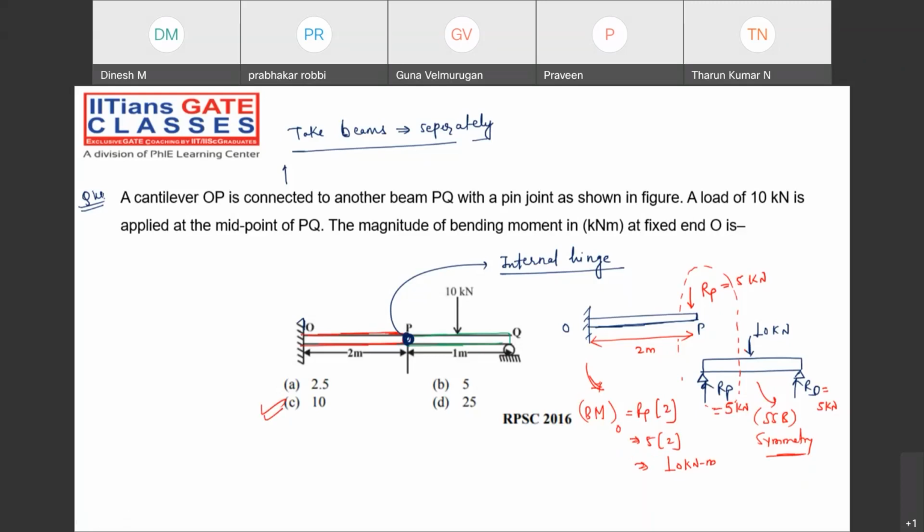Now, some of you might be thinking, sir, why are we treating them separately? Why can't we solve with the combined beam together? Then you would have statically indeterminate conditions. How? 3 unknowns: RQ, RO, external moment. But we have only two equations. What are the 2 equations we have? Summation of moment about any point must be 0, and summation of forces in the y direction must be 0. 2 conditions, 3 unknowns. Static indeterminacy will be there. To get that extra equation, we are treating the 2 beams separately.